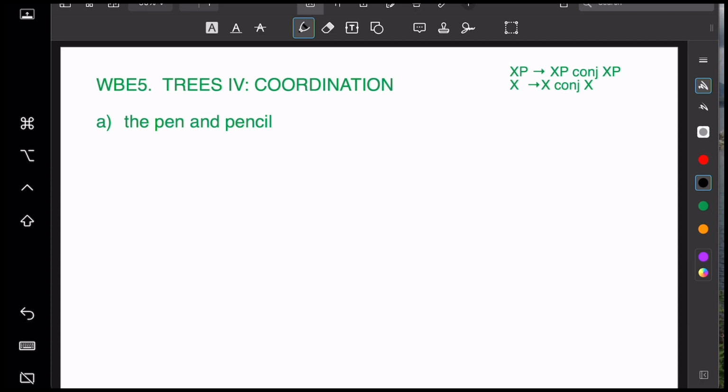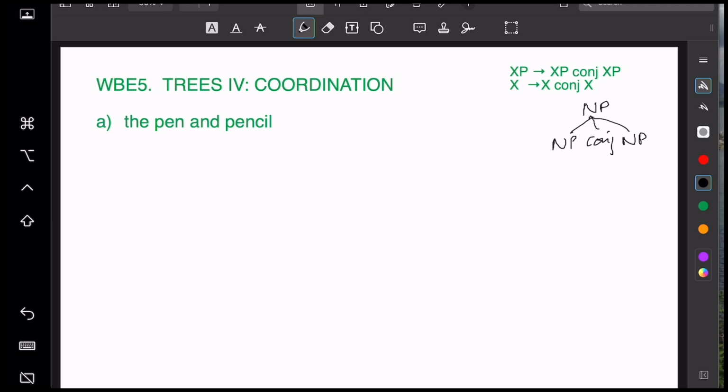We've got XP goes to XP conjunction XP. This allows you to take a phrase of any category, that's what X stands for, it's a variable that stands for any category, and conjoin it with something of the identical category. So if you've got two noun phrases, you can stick them together and create another noun phrase. So, for example, we might have a noun phrase that consists of two bits, joined together, two noun phrases that go together with that conjunction.